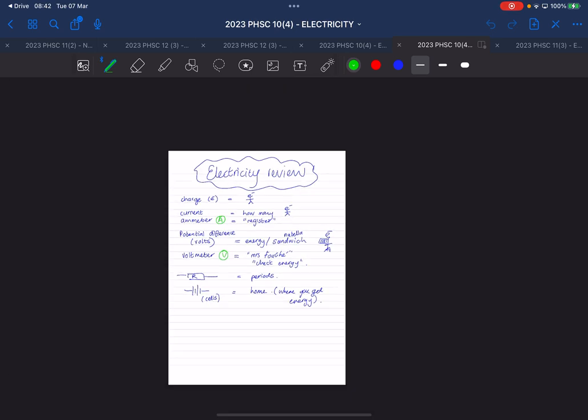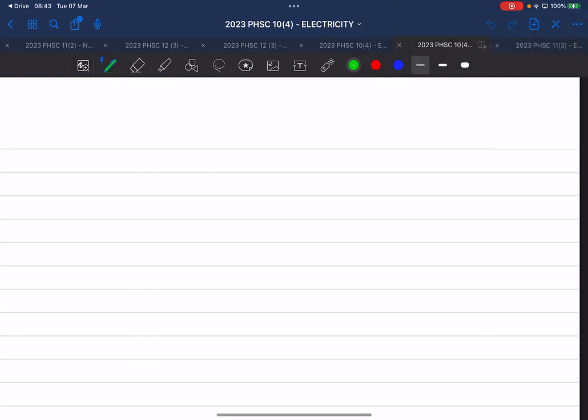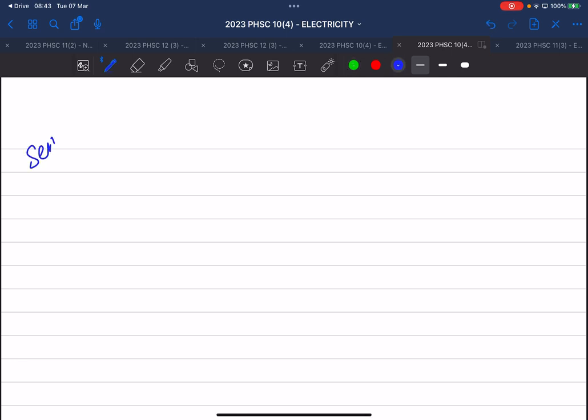Right. Now, we are going to look at two types of circuits. The first one is called a series circuit. Okay, so I want you to draw what I'm drawing.